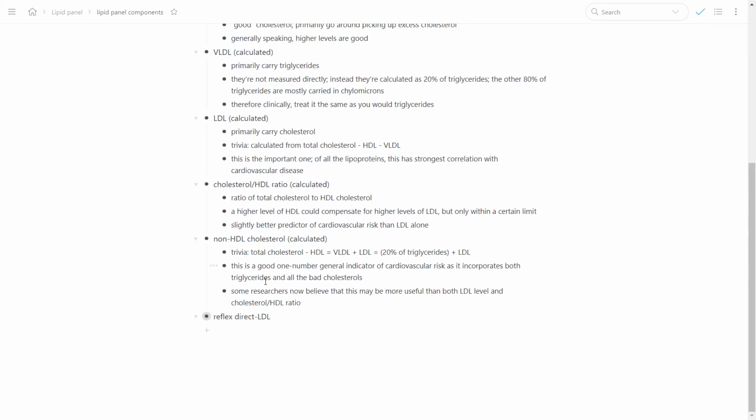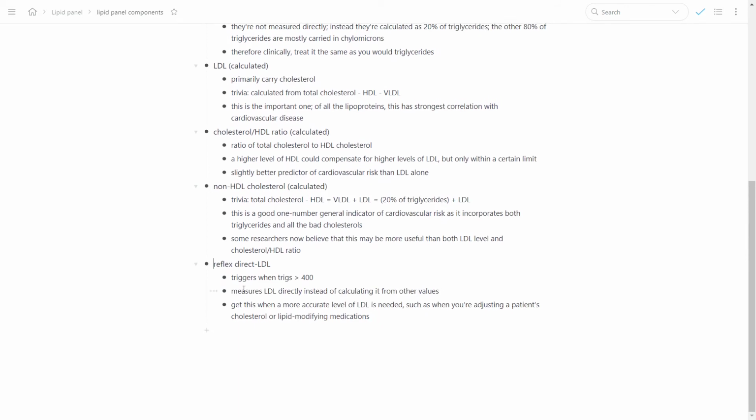Now, if there's a patient you're particularly concerned about, or you're thinking about a medication adjustment, you might order a lipid panel plus Reflex Direct LDL. If you remember, Reflex means that the lab ordinarily won't do this measurement unless a certain criteria is met. And this triggers when triglycerides are greater than 400. This is helpful because it measures LDL directly instead of calculating it from other values, so it's going to be a lot more accurate.